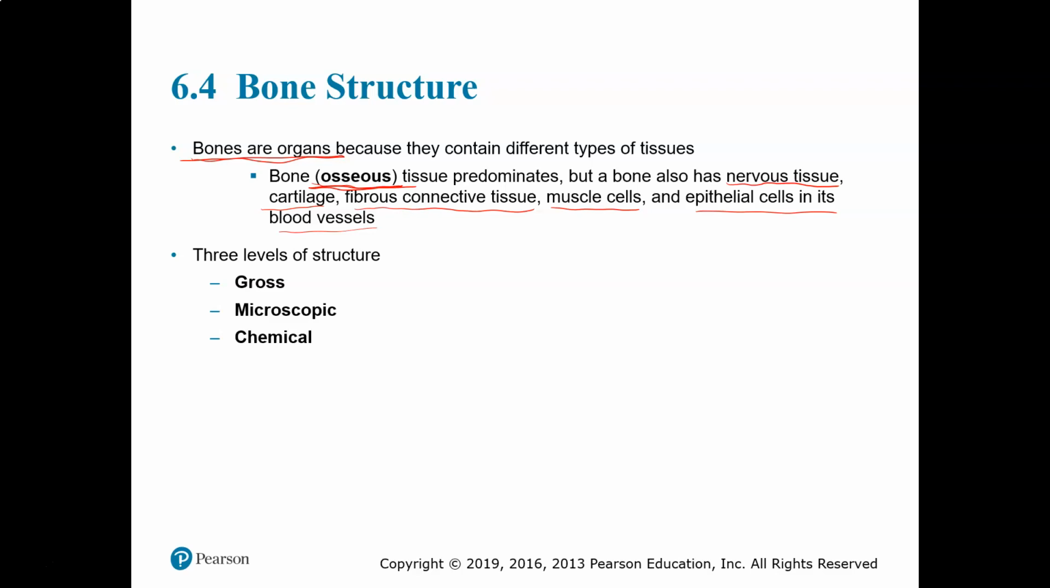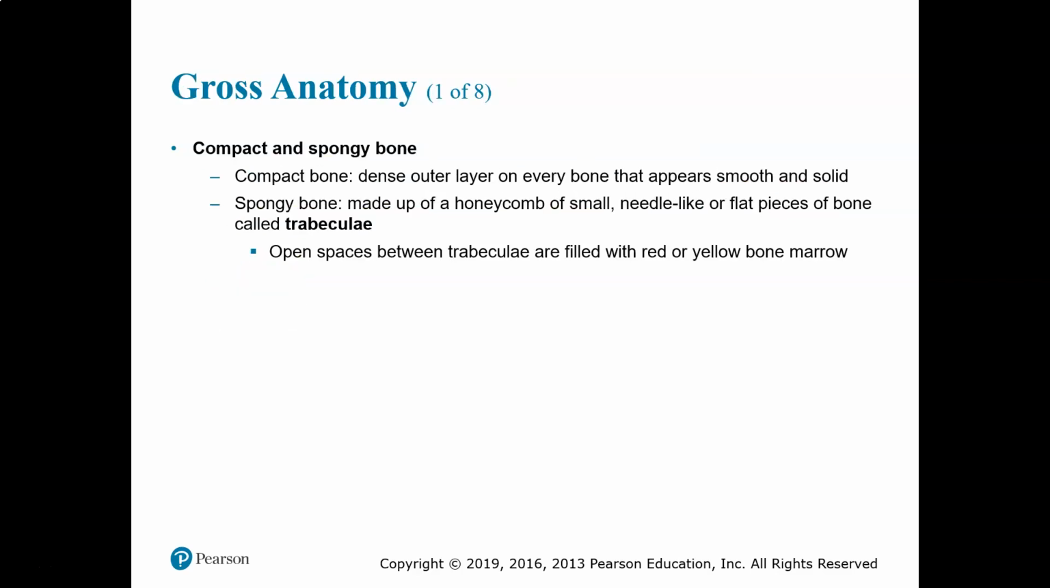There are three levels of structure: gross, microscopic, and chemical, and that's in any topic of anatomy. It's going to be the macroscopic or gross, and then the microscopic level and the chemical level. You are mainly responsible for learning the gross anatomy, the names of the bones and the parts of the bones. But I will go into a little more detail with the microscopic and chemical information, which chapter 6 contains a lot of.